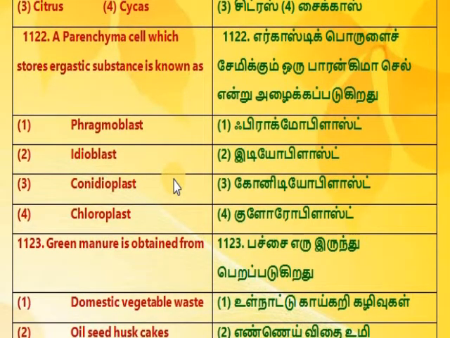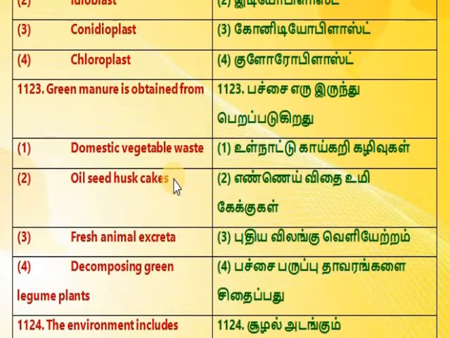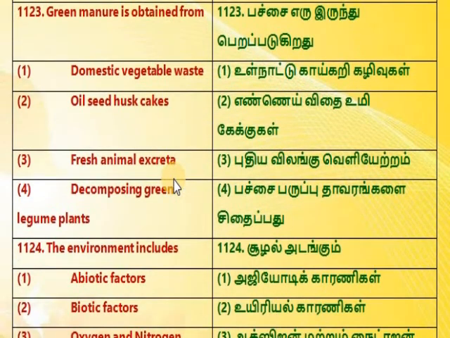1122 A parenchyma cell which stores ergastic substance is known as 1. Phragmoblast. 2. Idioblast. 3. Kinidioplast. 4. Chloroplast. 1123 Green manure is obtained from 1. Domestic vegetable waste. 2. Oilseed husk cakes. 3. Fresh animal excreta. 4. Decomposing green legume plants.